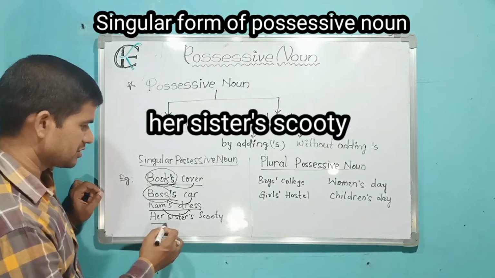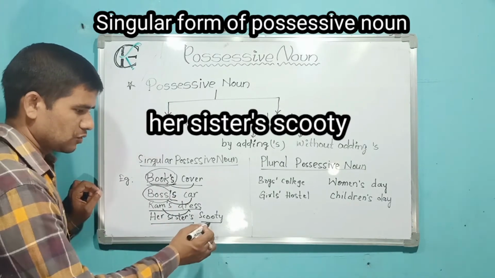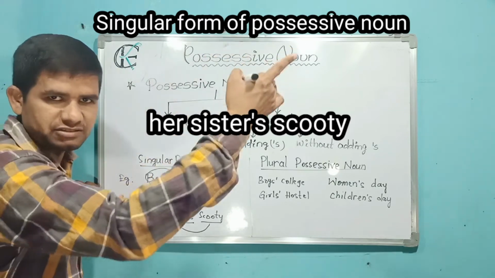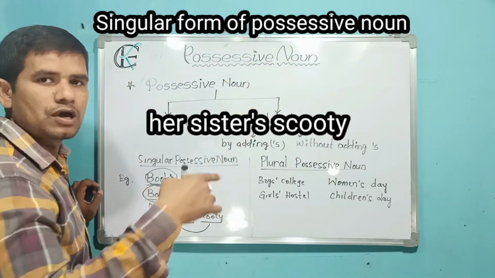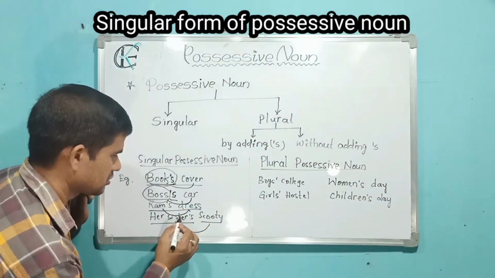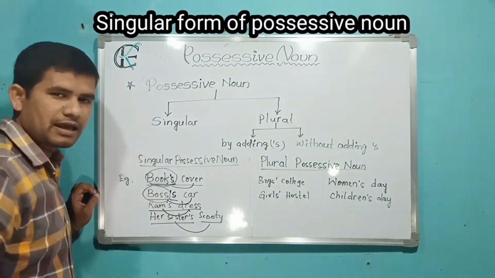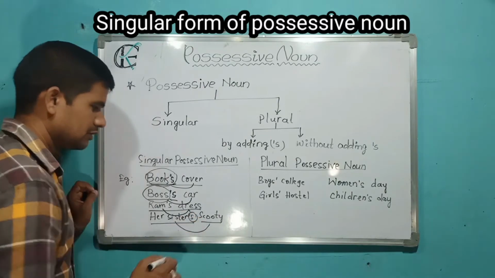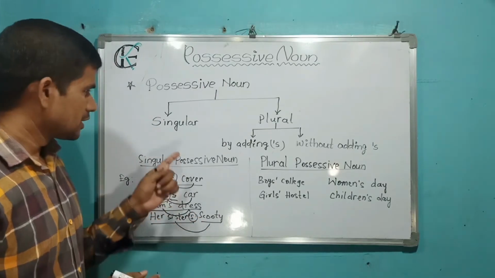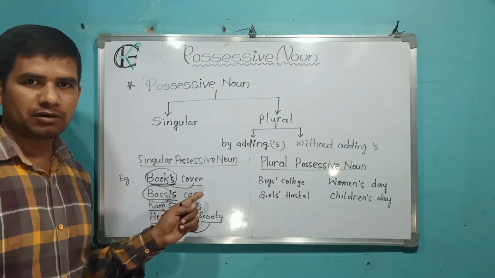Then her sister's scooty. The scooty belongs to her sister. So after her sister you have to write apostrophe then s. This is what you have to remember, friend. This is a singular possessive noun.